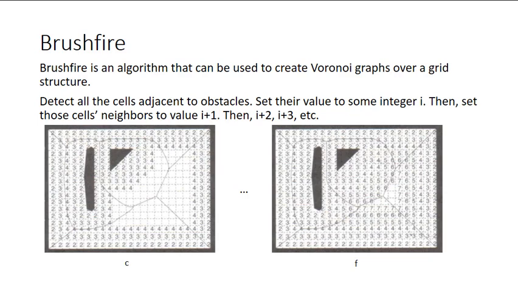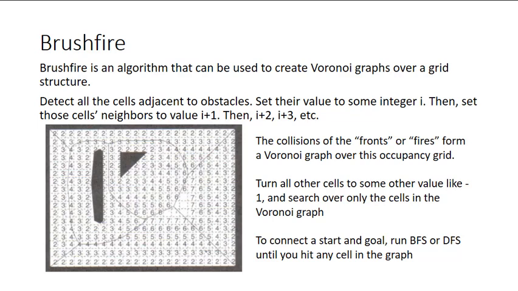And if you look over here on F, you see more of that, where we get all the way up to 7, but then we did go to 6, and we didn't set all of the 4s because they weren't always next to empty cells, and it's kind of the same thing with 5s and 6s. Eventually all these cells are going to be filled up. And what's really cool is that the collisions of what they call fronts, or what other people call fires, form a Voronoi graph over this occupancy grid. So we had some grid that was just 1s and 0s, right?